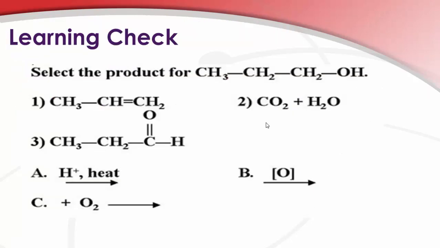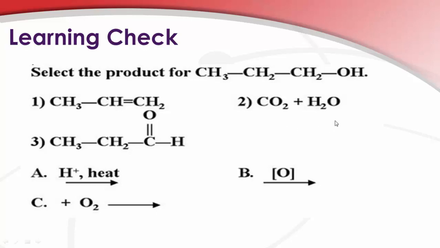Okay, so let's do a little check. I'd encourage you to pause the movie now and think about the reactions. So we're reacting propanol. We're reacting propanol now, and we have 3 sets of reaction conditions as well as 3 expected products. And I encourage you to stop, pause the movie, and think about which sets of conditions can produce which product.